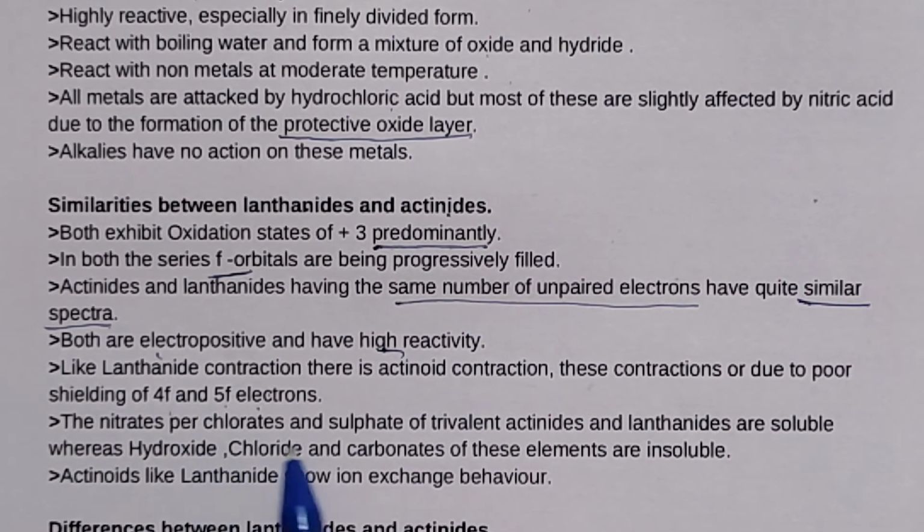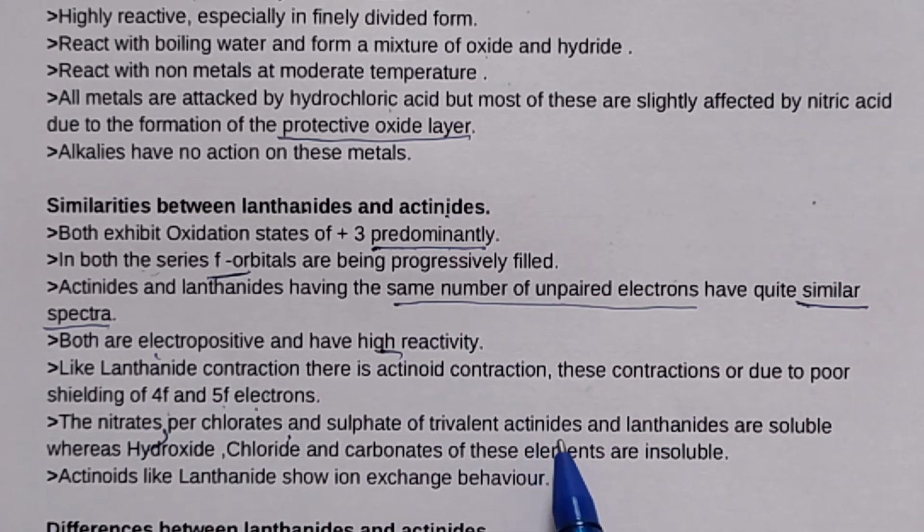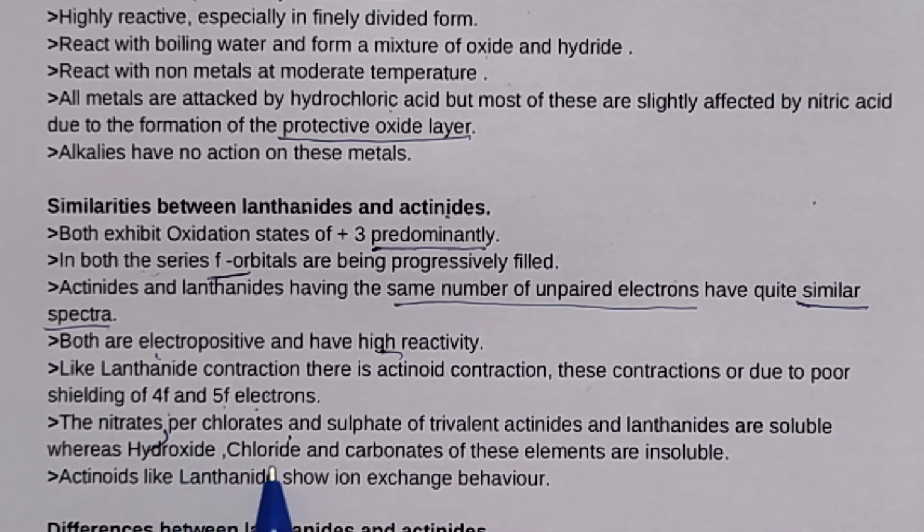Next, this is the general property part. If you don't remember this, it is fine. The first few ones are okay. The nitrates, perchlorates and sulfates of trivalent actinides and lanthanides are soluble, whereas hydroxide, chloride and carbonate are insoluble. So that is a similarity between the two. Actinides, like lanthanides, show ion exchange behavior. Got it? Now we move on to the last topic, the differences between lanthanides and actinides.